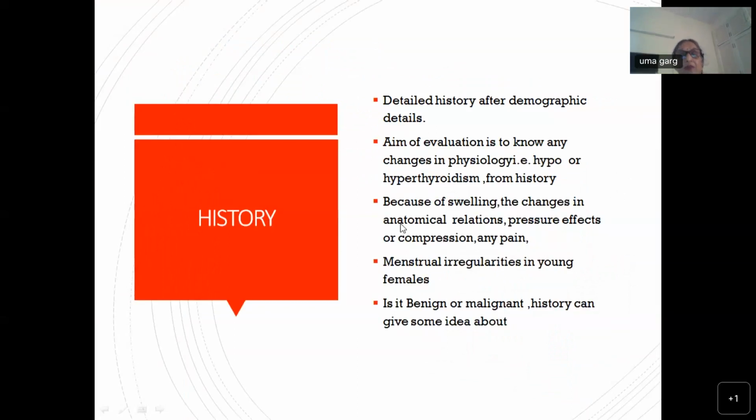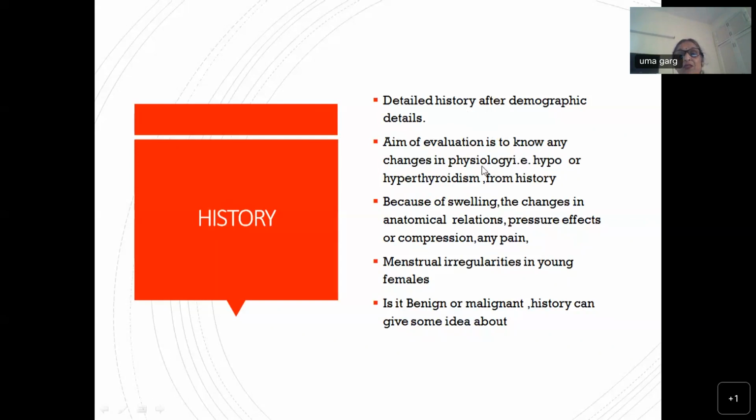So thyroid problems are quite common, and sometimes incidentally we find a thyroid swelling, which is known as incidentaloma, and may be asymptomatic. For evaluation, we must start, and the most important thing is history. After taking demographic details of the patient, a detailed history is to be taken. And the aim of history and clinical examination, that is evaluation, is to know the changes in anatomy and physiology.